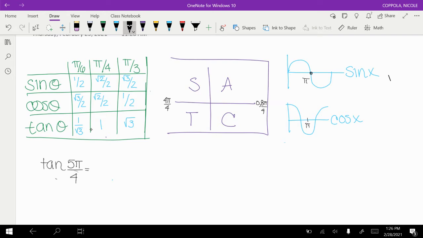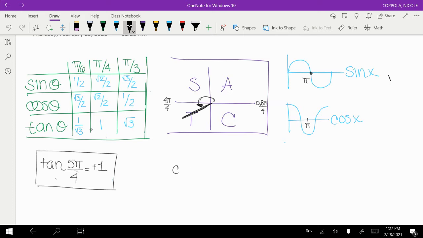So here's 4 pi over 4, which means 5 pi over 4 would be one more increment this way. And so I am in quadrant 3, which means tangent will be positive. Now I need to get the value. So all I will do is look in my tangent row for what my value would be. Oh, it's going to be 1. And so that is my answer.